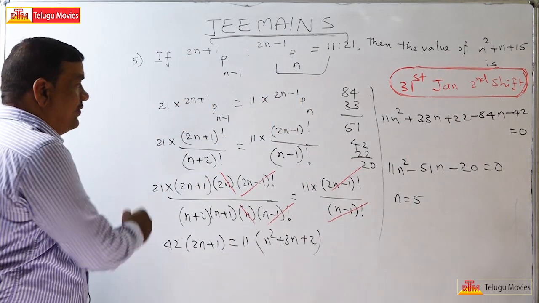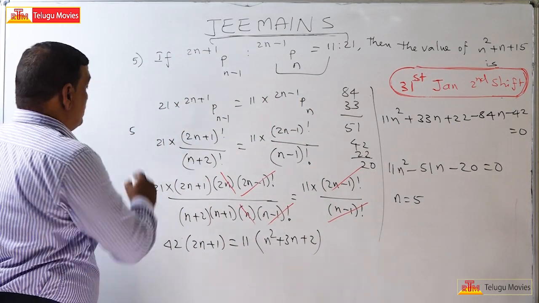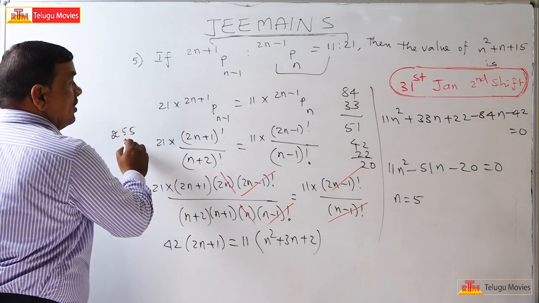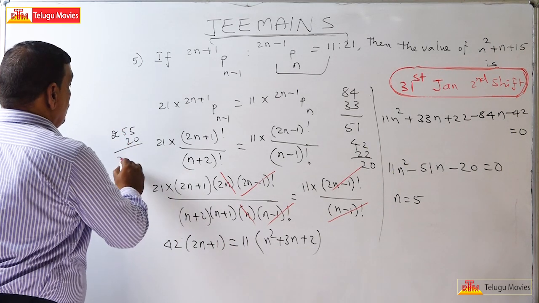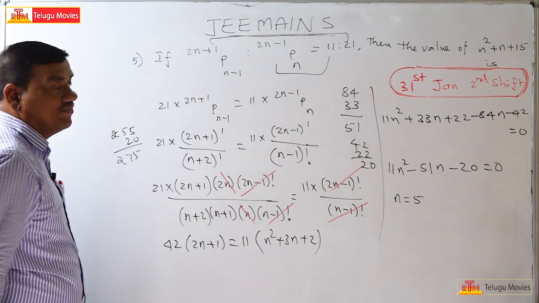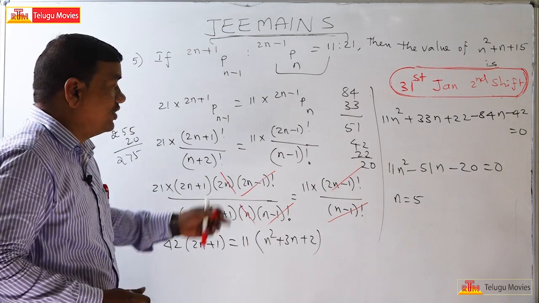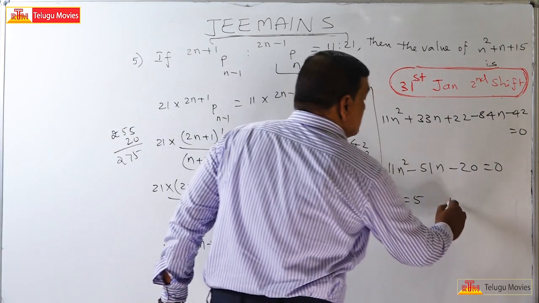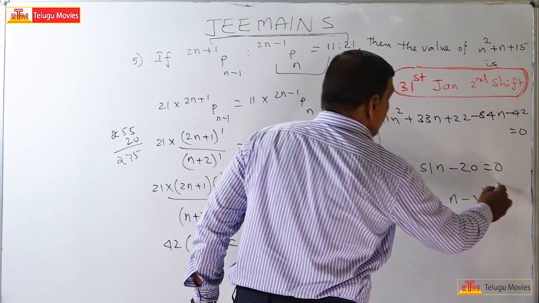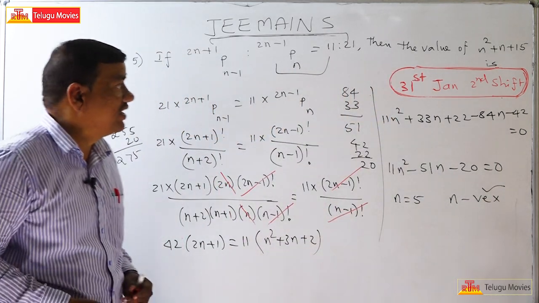5 ones are 5, 5 5s are 25 plus 20. 275, so 11 25s are also 275. So n is equal to 5. One more answer you will get is negative. So n is equal to 5 we will take.